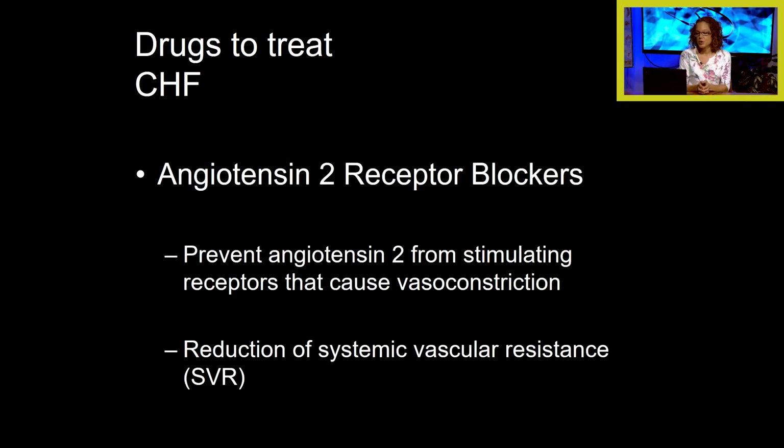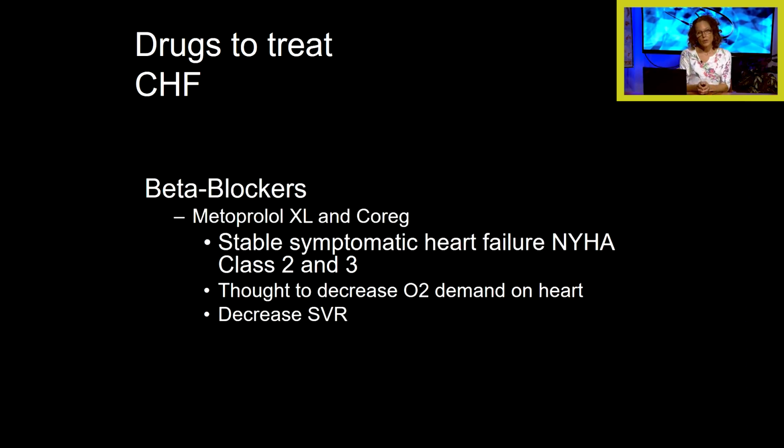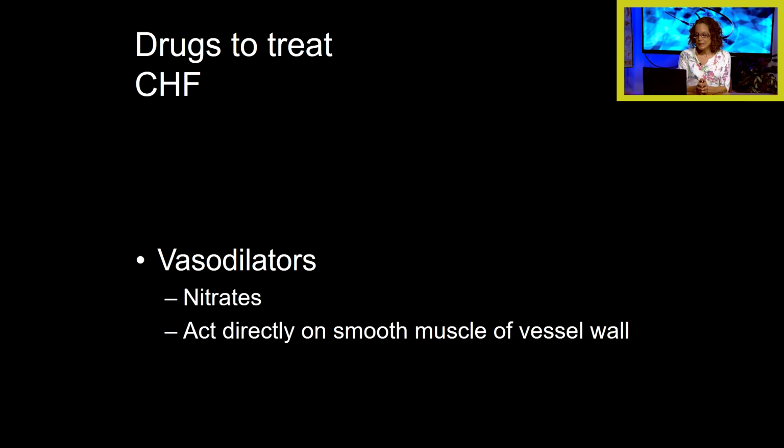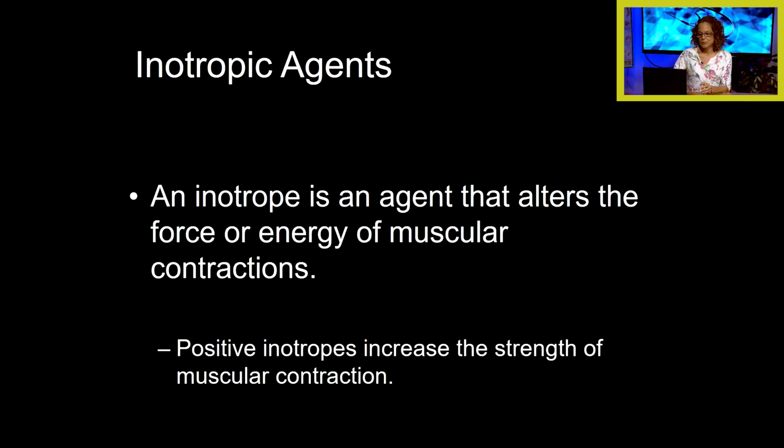Angiotensin II receptor blockers we've talked about. These also prevent the angiotensin II from stimulating the receptors that cause the vasoconstriction, again reducing SVR. Beta blockers like metoprolol and Coreg are used in stable symptomatic heart failure, class 2 and 3, thought to help decrease the O2 demands of the heart and decrease systemic vascular resistance as well. And our vasodilators, right, our nitrates, act directly on the smooth muscle of our vessel walls, helping cause vasodilation.